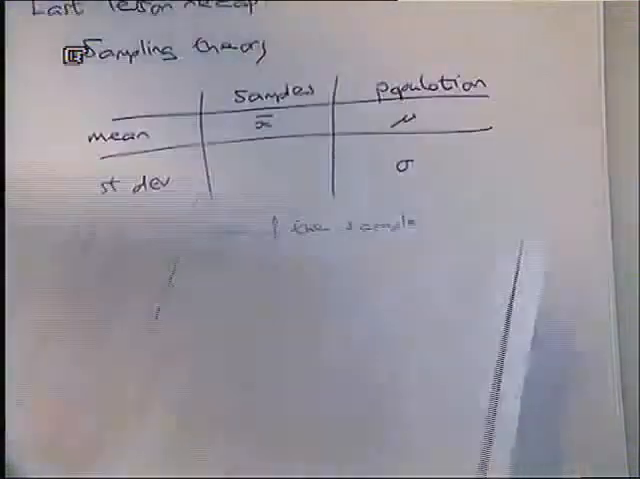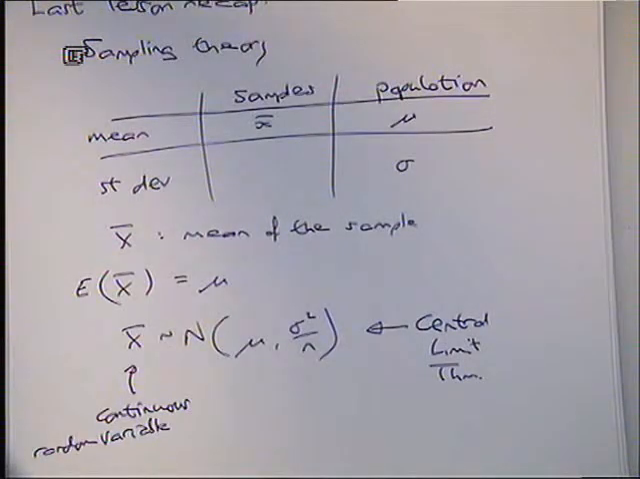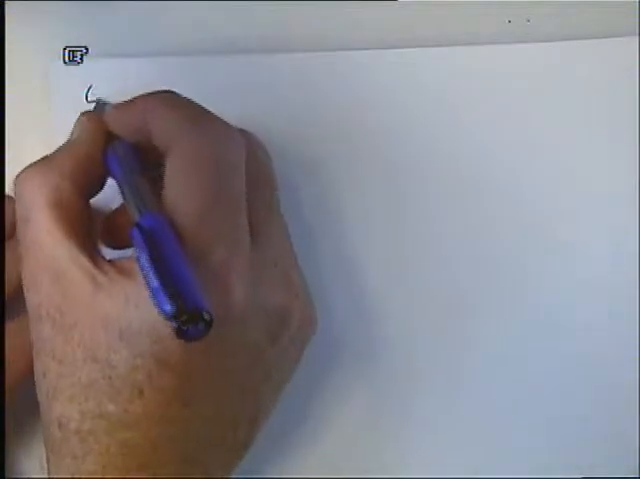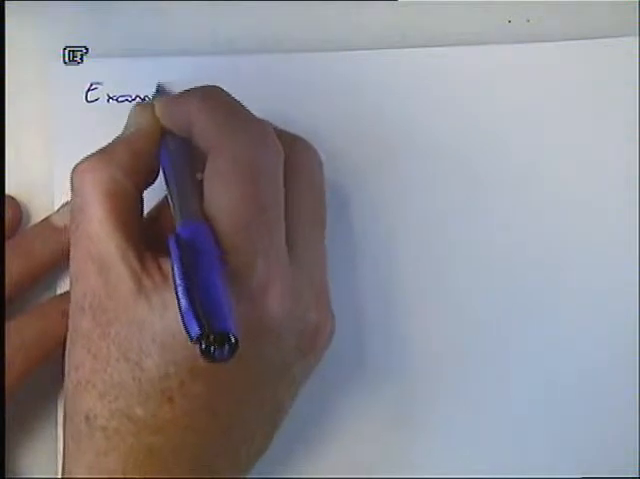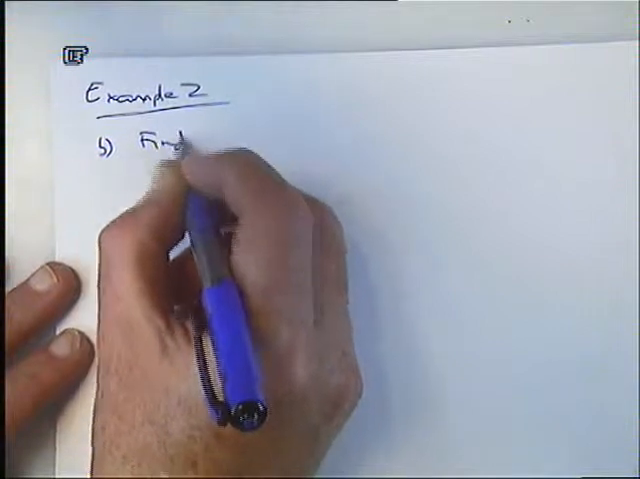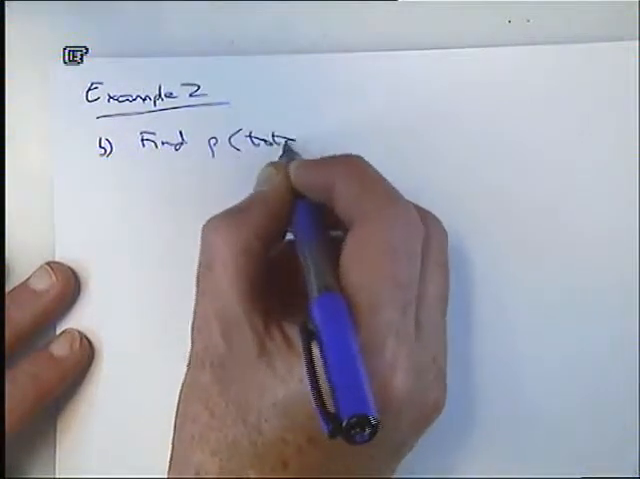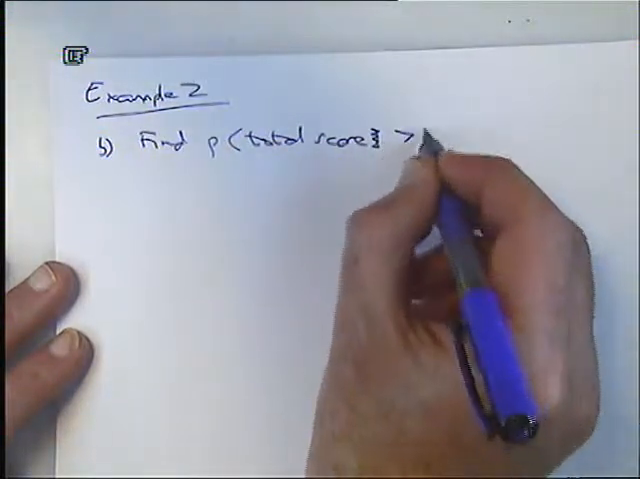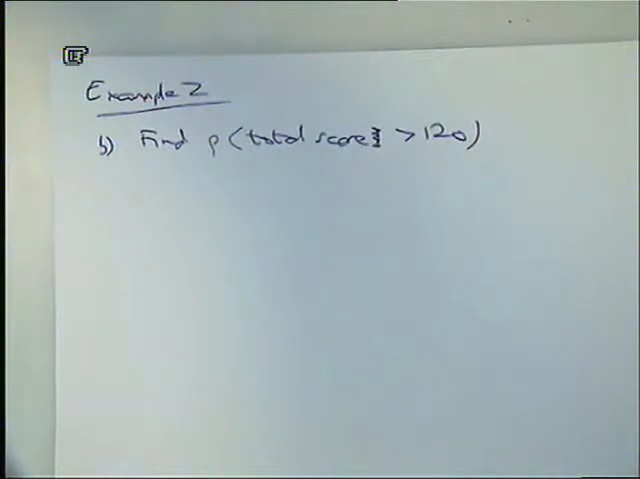We are now moving on to a continuation of this example, which is part 2b, which I think you've probably already got written down on the handout. So part 2b starts off in the same example. Find the probability the total is greater than 120. So it's still example 2, but it's part B now, and that is find the probability that the total score is greater than 120.